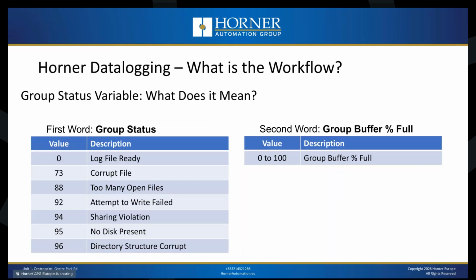Similar to the global status variable, the group status variable is also made up of 2 words. The first word, in this case, is the group status. This tells us if the datalog file is ready, if the file has been corrupted, if there are too many files, and so on. The second word is the group buffer full percentage.